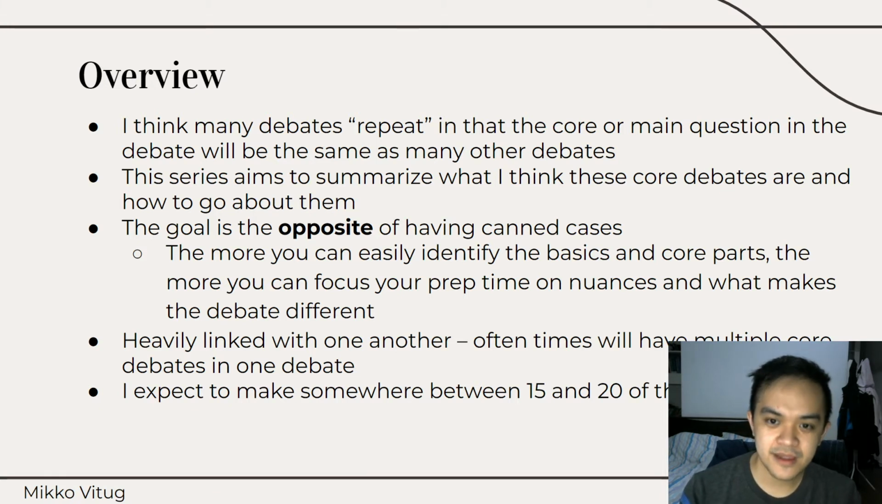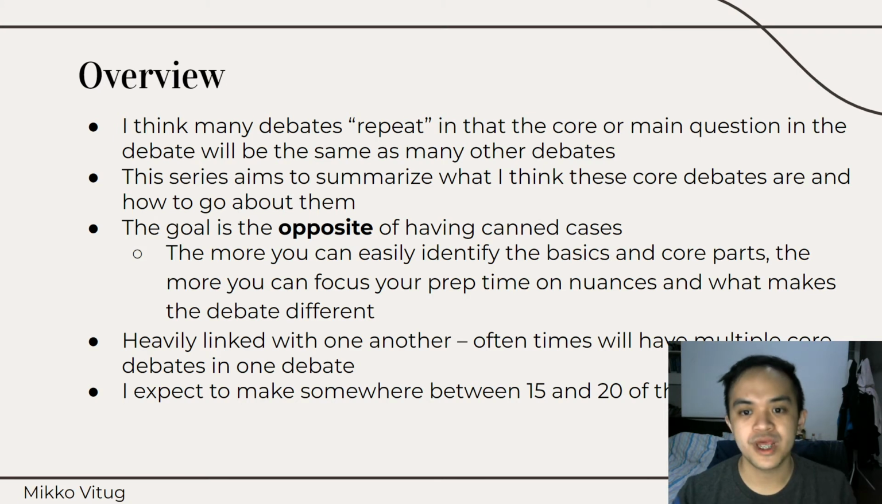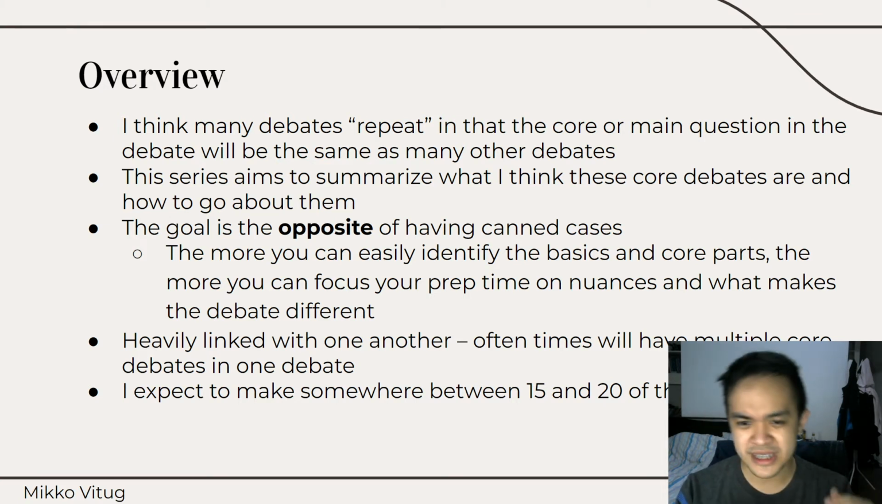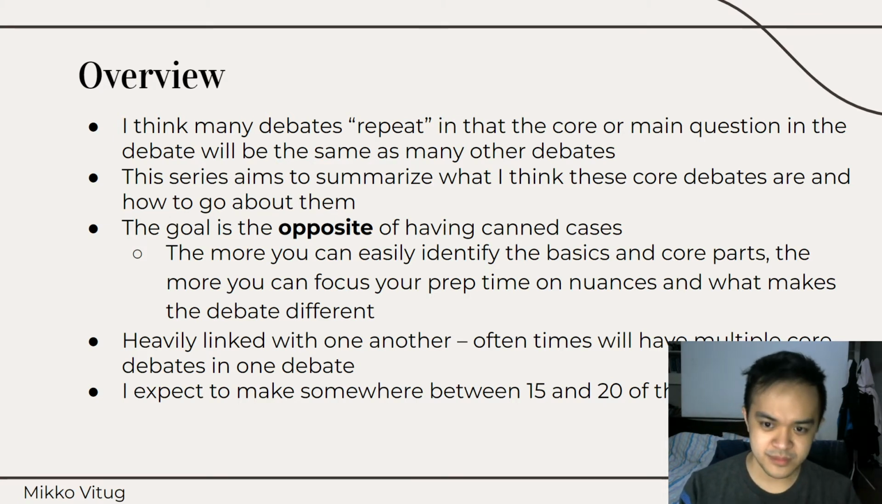And because of that, you will end up having those kinds of arguments when you go through them in prep time. What I hope to do here is to speed up the process of coming up with the generic, the vague case, such that you can spend your prep time working more so on the specifics. What makes this motion different from all the other ways in which this debate could be done?